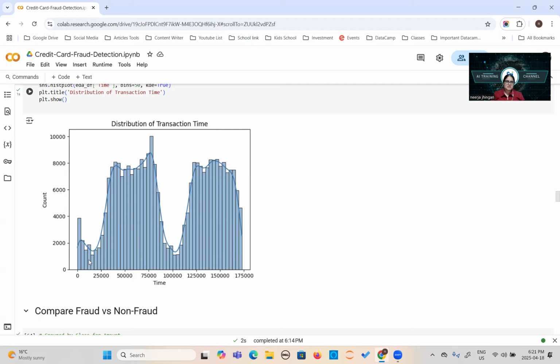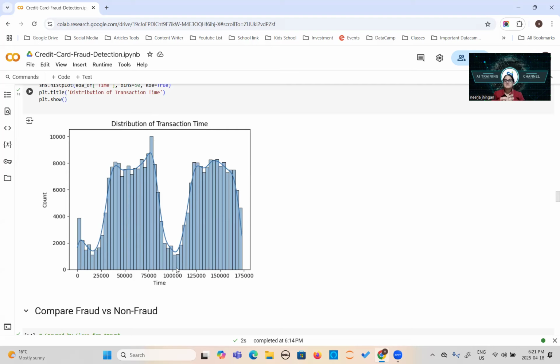And fewer transactions are happening between these seconds, and the minimum is at these seconds. Okay, so this is the way you can visualize what we have done. We have done the correlation, and we have checked the distribution of your data set, which contains the highest amount of transactions.